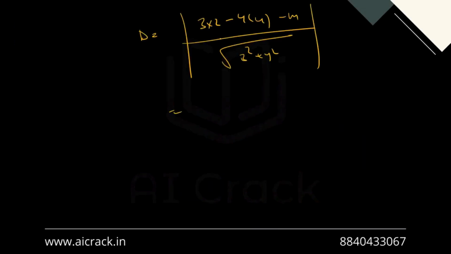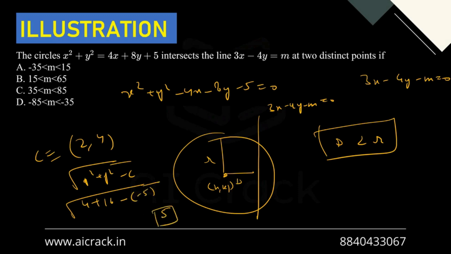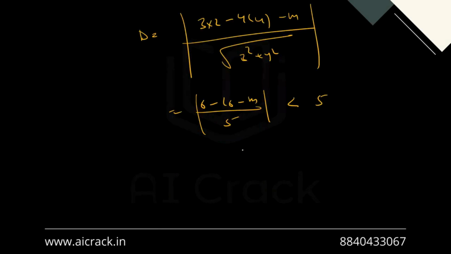So this comes out to be modulus of (6 minus 16 minus m) divided by 5, which should be less than r. R over here is under root g square plus f square minus c. So g square plus f square would be 4 plus 16 and minus of minus 5, right? This becomes 20 and 25. This radius is 5 over here. Okay, so that should be less than 5.